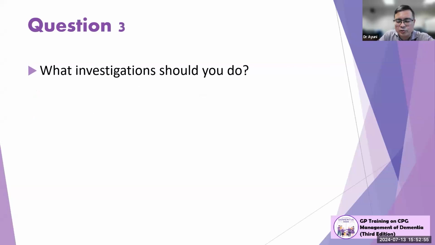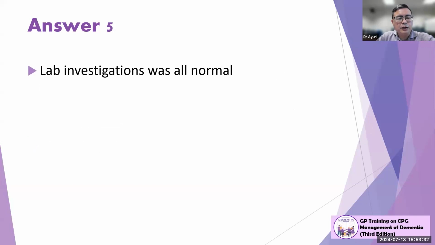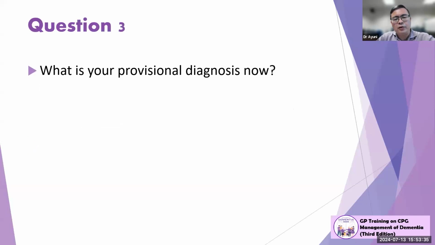So what investigation should you do? Blood investigations, like mentioned earlier: full blood count, liver function, renal profile, fasting sugar, fasting lipid, thyroid function test, serum vitamin B12, folate. Then if you need to do syphilis screening or HIV screening, depending on the history of the patient, please proceed. Then you can do brain imaging, either CT scan or MRI. So noted that the lab investigations were not normal.